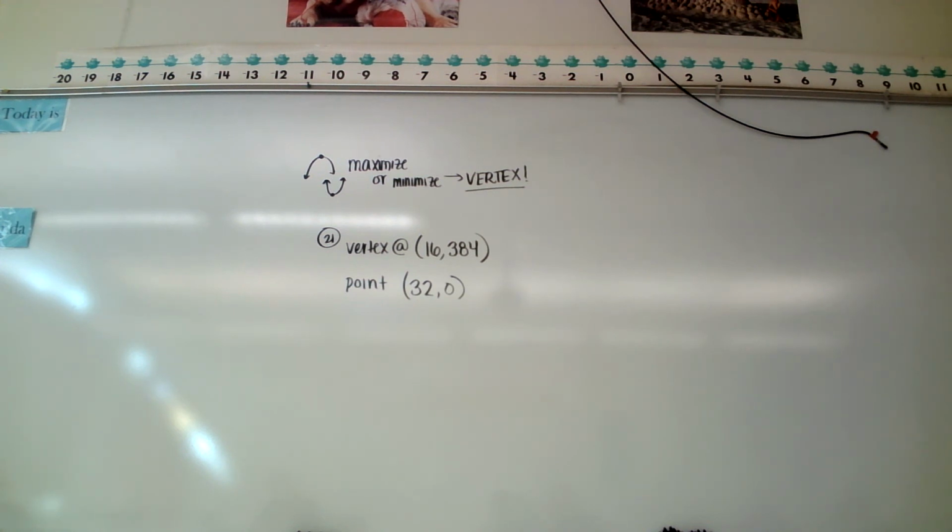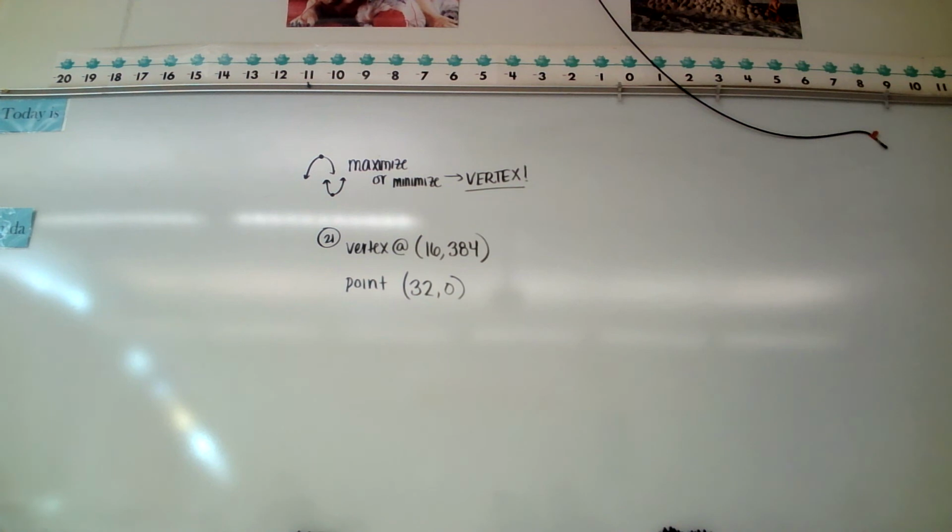So once again, I'm just looking at my little sketchy. I can just see the vertex right there. That's the point 16, 384. But in order for me to write something in vertex form, I also need A. So to find that, I'm going to find another point somewhere on there. The only point that's really labeled is where it hits the ground at 32 feet. So I labeled that point as 32, 0.